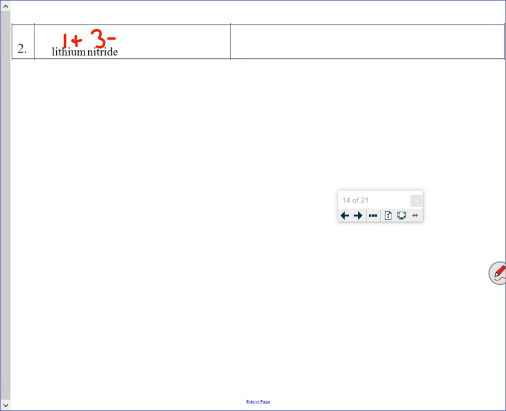If I want to get to 0, I'm going to need 3 lithiums to get to 3+, and just 1 nitrogen that is 3-. 3+ added to a 3- gets you to 0. When we write out the formulas, we use subscripts. That tiny little 3 behind the lithium represents 3 lithiums. So we use subscripts in formulas.